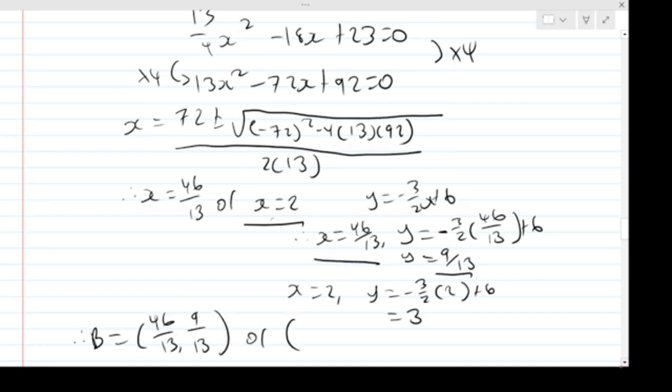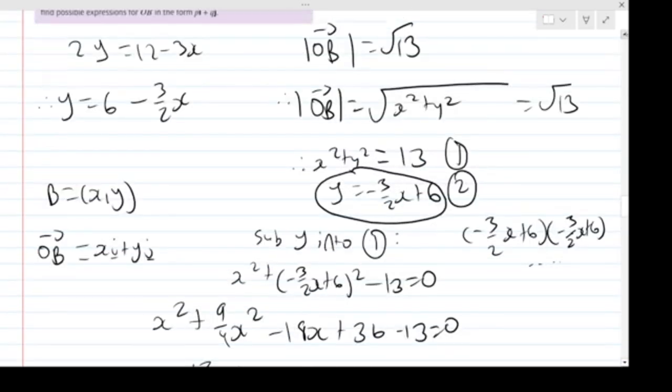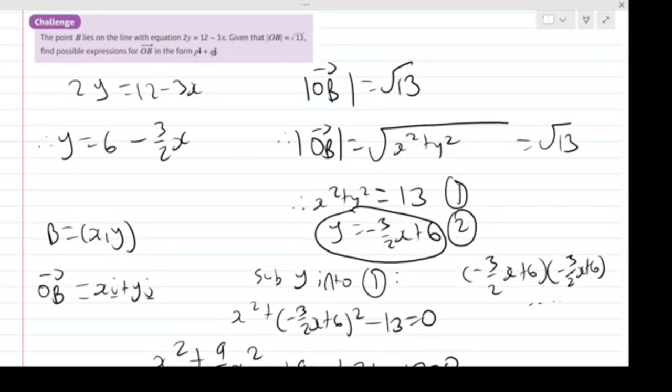Or if x is 2, then y is 3. So these are my two solutions to those simultaneous equations, okay? Remember, we looked at how we solved quadratic simultaneous equations earlier on in the course, and indeed at GCSE as well. I solved by substituting. I rearranged y, substituted it into the quadratic equation, then I solved for x, then I got the y values. So those are my two points for B.